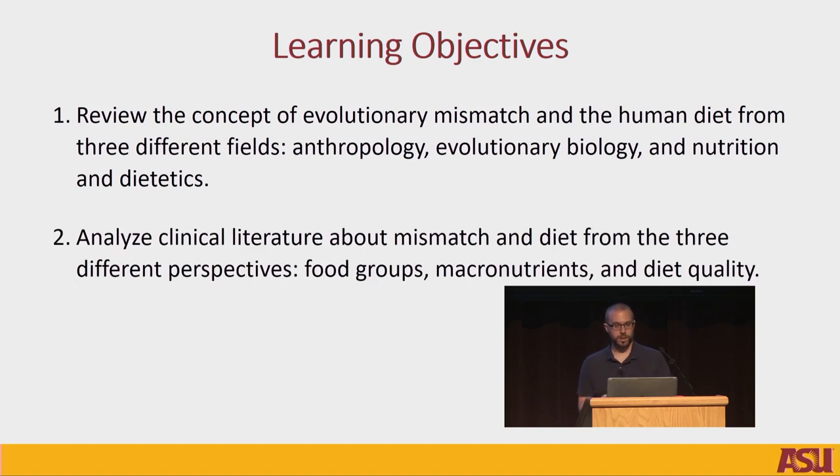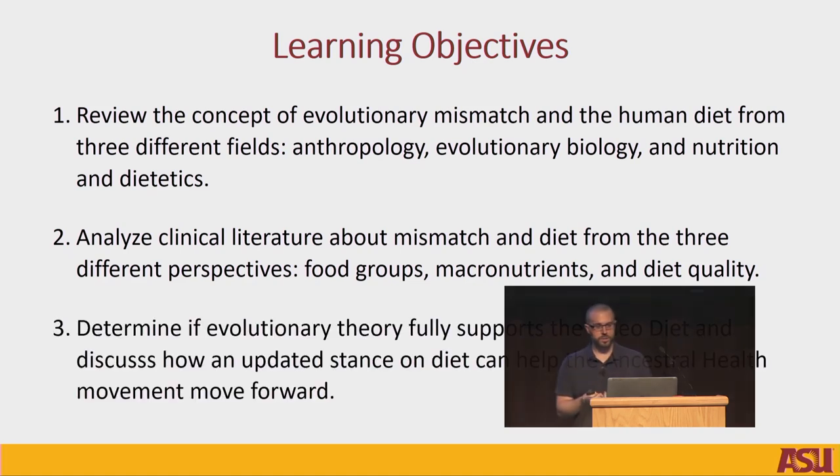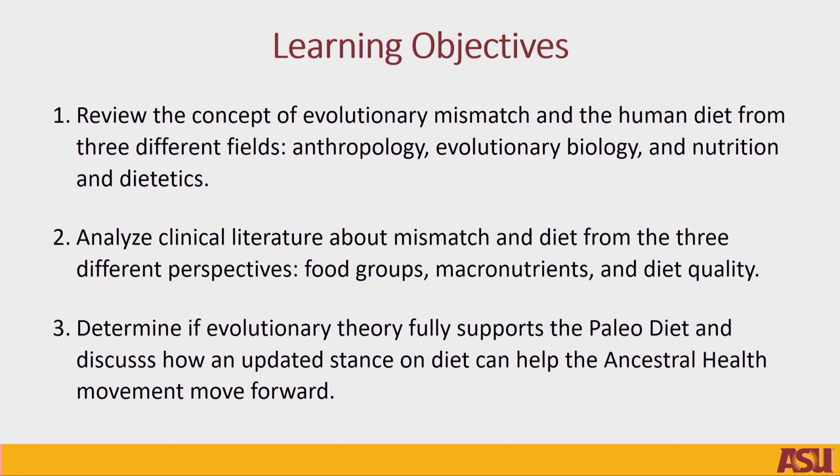And then we're going to look at the clinical literature about mismatch from diet from three different dietary perspectives: the food group perspective, the macronutrient perspective, and the diet quality perspective. And then we're going to determine if the evolutionary theory fully supports the use of the paleo diet today and discuss how an updated stance on diet can hopefully help the ancestral health movement move forward.